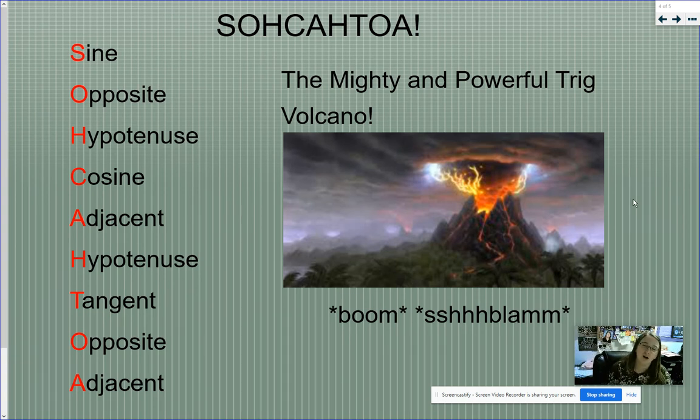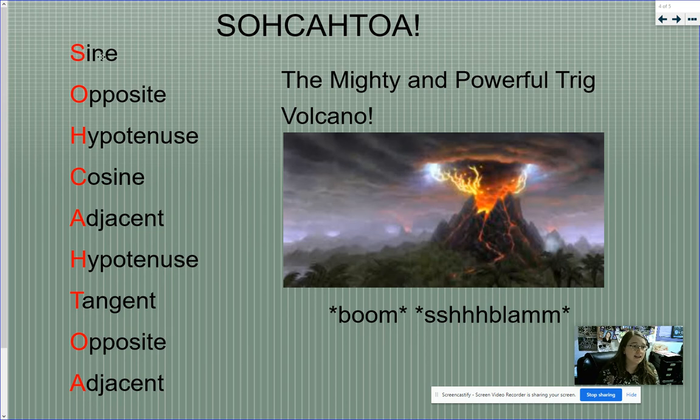There's actually a volcano called Krakatoa. If you guys have watched SpongeBob, I think Squidward sometimes says Krakatoa. It's actually a volcano.